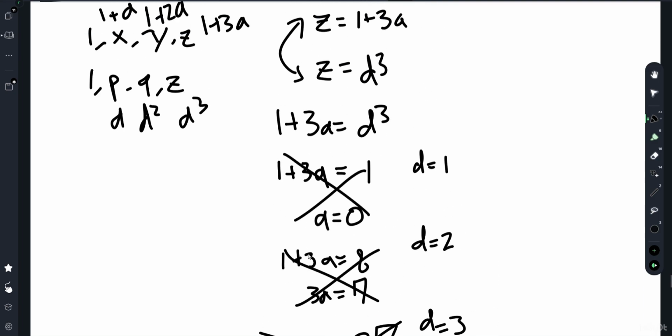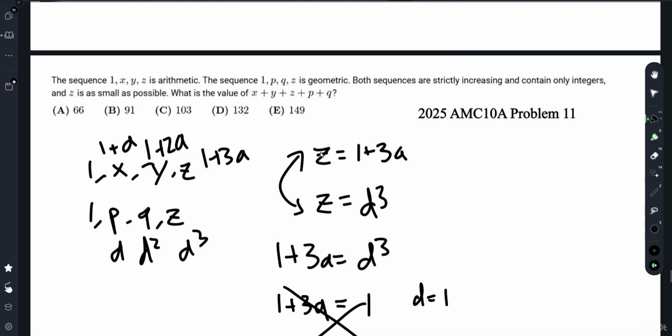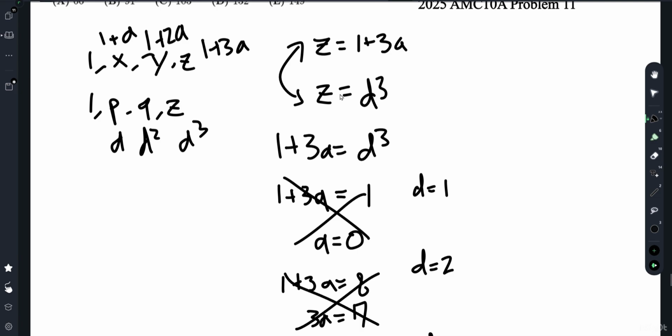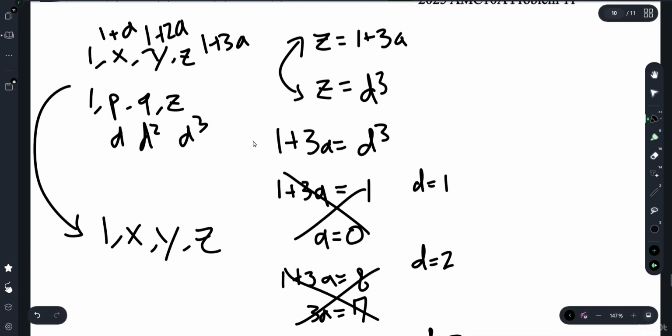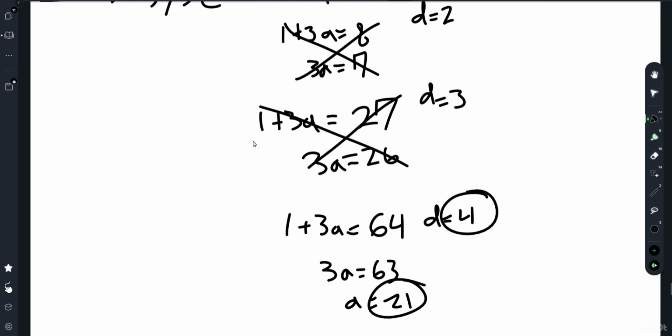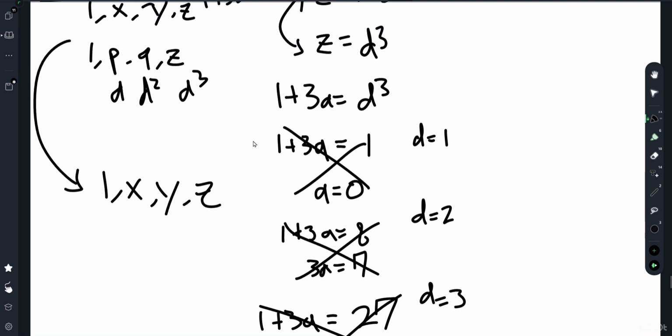Is that what the question's asking us? The question asks what is X plus Y plus Z plus P plus Q. So let's find these. Well, let's take a look at our sequences here. We have 1, X, Y, Z. Let's find the value of each. Well, we know A is just 21. So 1 plus A would be X, and that's 22. Y is 43. And Z is 64.